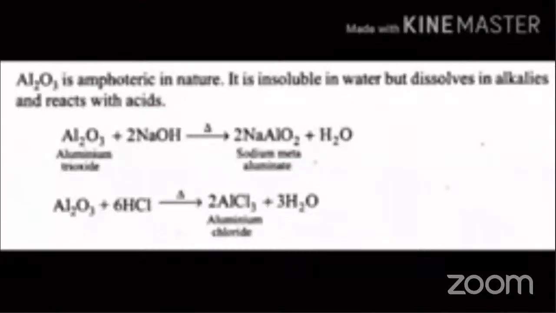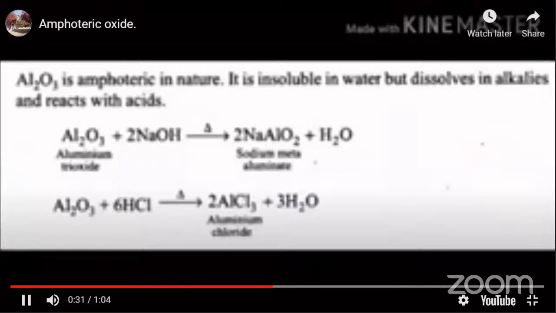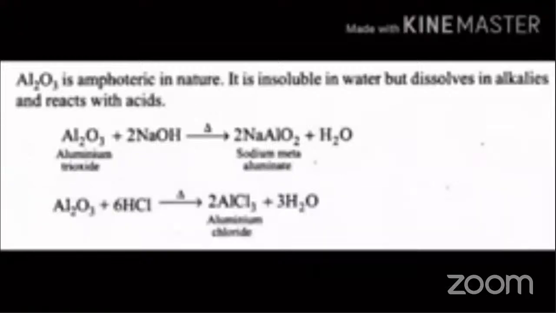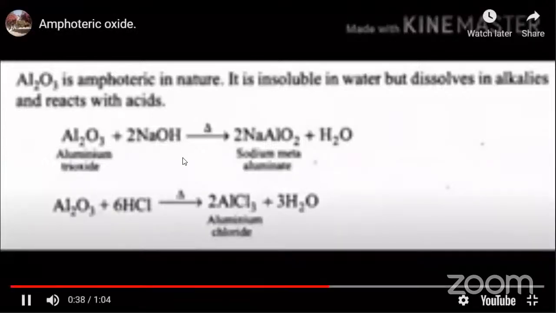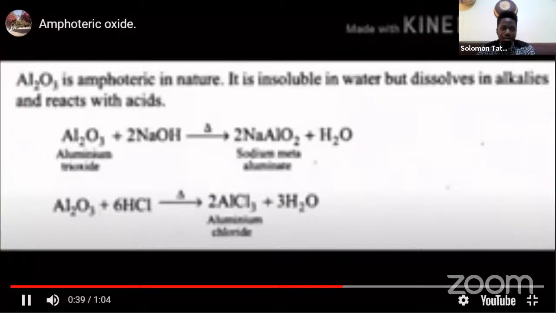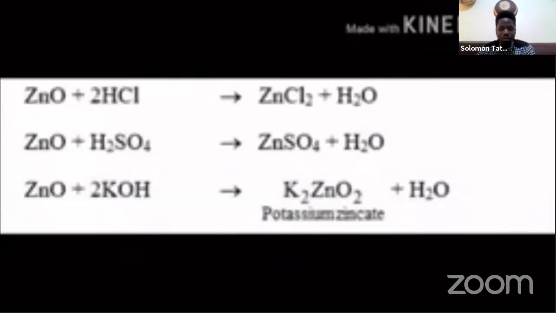Aluminum oxide reacts with sodium hydroxide to form sodium aluminate and water. Aluminum oxide reacts with hydrochloric acid to form aluminum chloride and water. Zinc oxide reacts with hydrochloric acid to form zinc chloride and water. Zinc oxide reacts with sulfuric acid to form zinc sulfate and water. Zinc oxide reacts with potassium hydroxide to form potassium zincate and water.